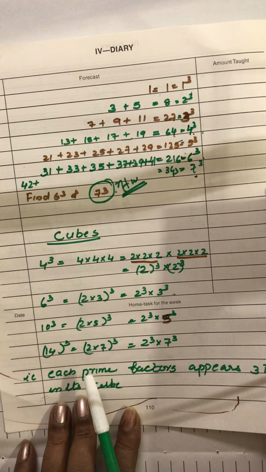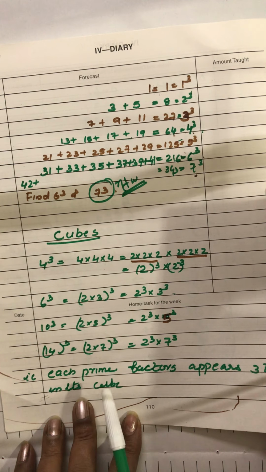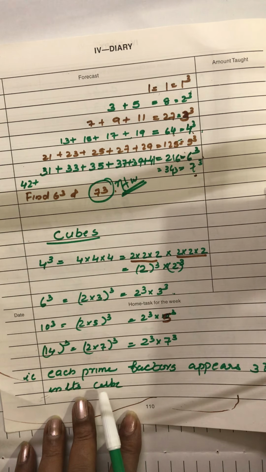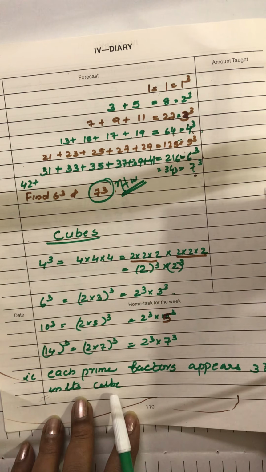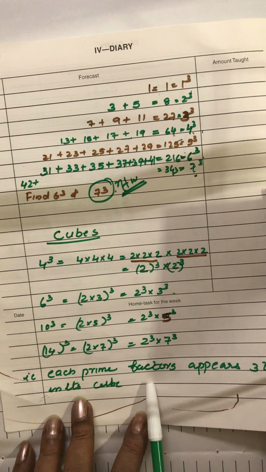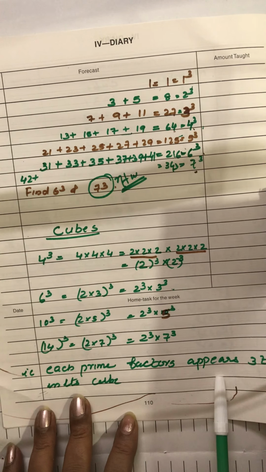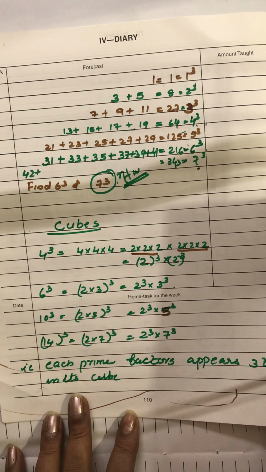And if in the prime factorization of a number, each prime factor is not appearing 3 times, then we can say that it is not a perfect cube. How will you check whether a number is a perfect cube or not? We are just prime factorizing it. Then we are going to check if each prime factor is appearing 3 times, then it is a perfect cube. Otherwise, it is not a perfect cube.